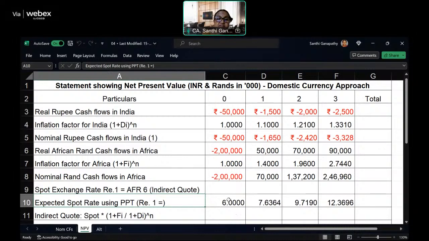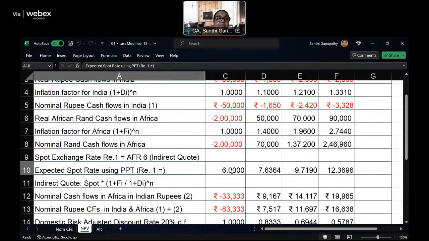So once this is done, we have the expected spot rate. We find that it is in direct quote, so accordingly we arrive at the rate. Now, the African cash flows, what do you have? Convert them into Indian rupees using the expected spot rate.